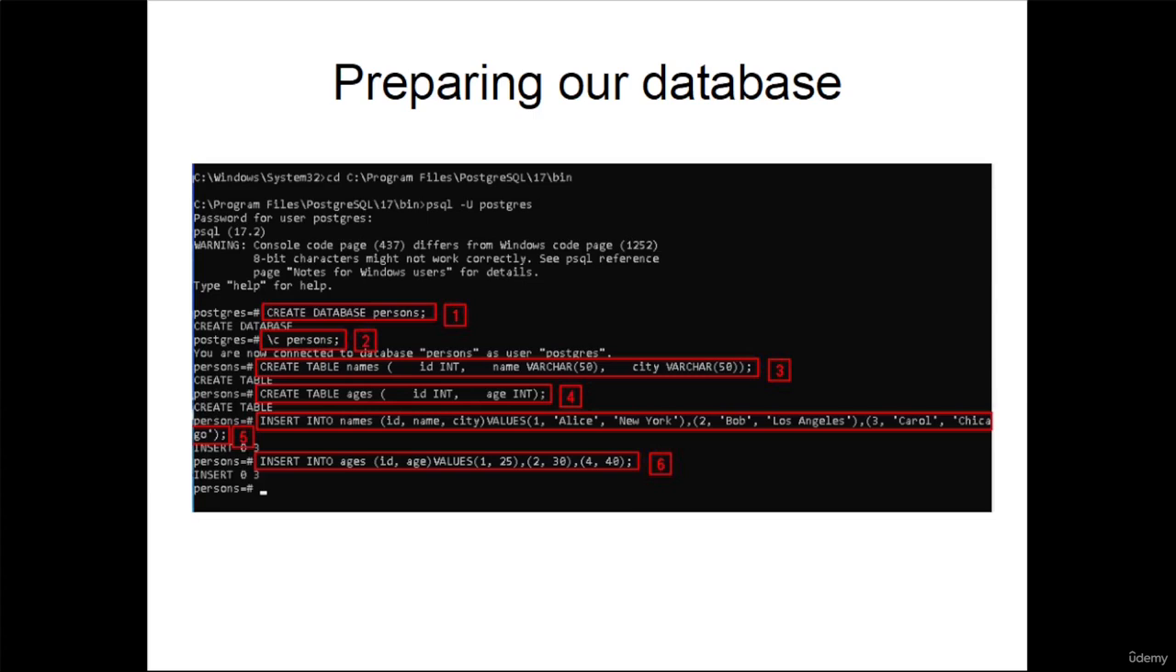A visual representation of the steps we have taken so far. 1. Create database persons. 2. \c persons, connect to the database. 3. Create table names, create the first table, names. 4. Create table ages, create the second table, ages. 5. Insert into names, insert data into the names table. 6. Insert into ages, insert data into the ages table. This sequence of commands sets up the basic structure we will use later in this course.